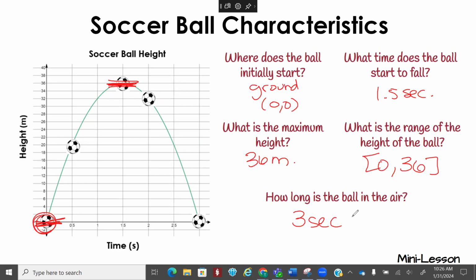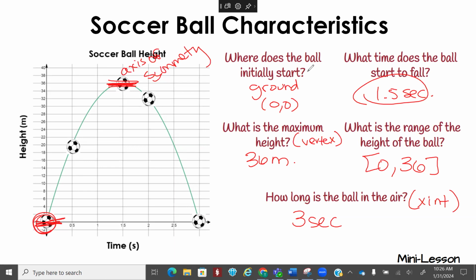terms. Okay, I asked you the exact same things though. For instance, right here where it's at 1.5, this is the axis of symmetry. The maximum height, that's the vertex. The range, we've been talking about range, right? How long is the ball in the air? This is talking about the x-intercept. Where does the ball initially start? That's talking about the y-intercept. Okay, so these are all math words that we use. We just call them different things when we talk about real world. Okay? We okay on that? Not too bad?